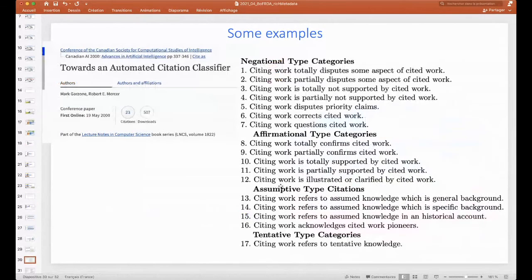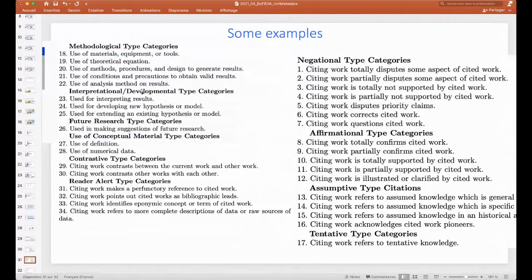There is also this set of categories which comes from the publication Towards an Automated Citation Classifier, which dates from 2000, which introduced some categories very similar to the first example. We have negational type categories, affirmational, assumptive, tentative. So we see, for example, a citing verb that totally confirms, or a negative one, where the citing work totally disputes some aspect of the cited work. And we also have methodology, interpretational, affirmational, assumptive, tentative.